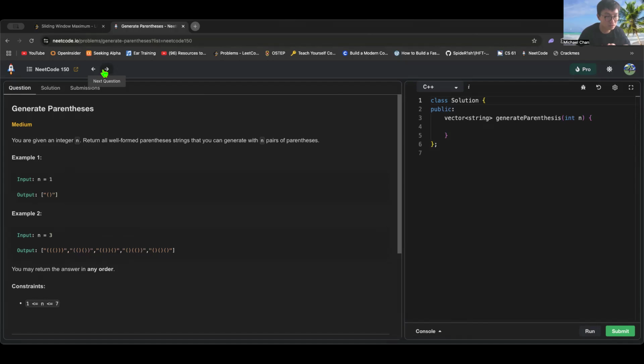Generate parentheses. You are given an integer n. Return all well-formed parentheses strings that you can generate with n pairs of parentheses.